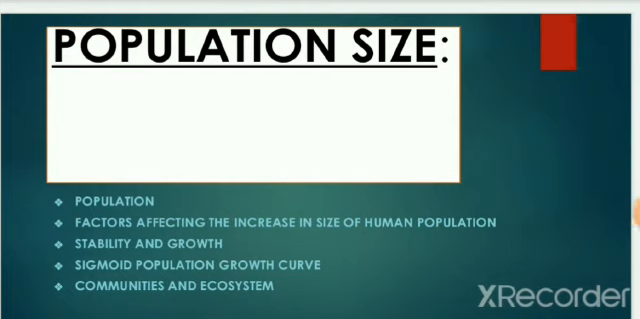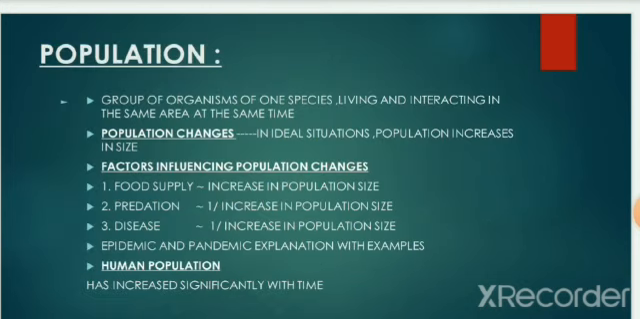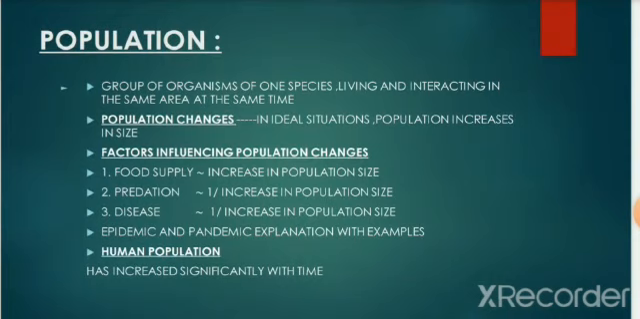Today we will learn about population size and the certain categories I have divided it into. The first major category is population. What is population? It is basically a group of organisms of one species living and interacting in the same area at the same time. If we talk about population in biology, it means that we're talking about a single species. For example, the human population.